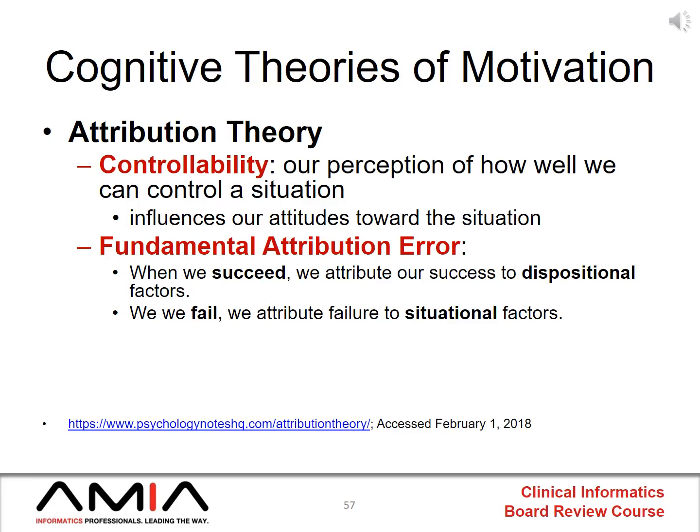Fundamental attribution error is a term that was conceived in attribution theory upon the observation that when individuals succeed at something, they tend to attribute their success to dispositional or internal factors. However, when those same individuals fail, perhaps at the same action or task, those same individuals tend to attribute failure to situational factors or factors which are external to themselves.